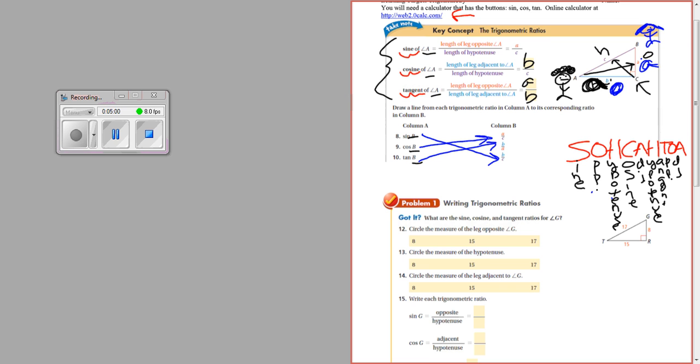That's all right. So let's write actual ratios of numbers. So the question is saying, what are the sine, cosine, and tangent ratios for angle G, taking a look at this diagram? I'm just going to erase this so we have some more room.